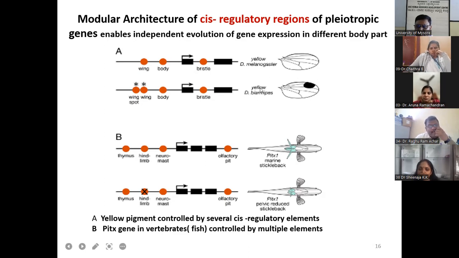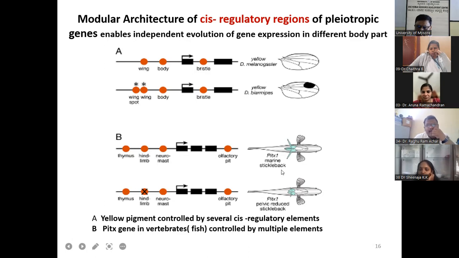These are very closely related species: this is Drosophila melanogaster, and this is Drosophila bizarrifus, and you can very clearly explain morphological variation as a consequence of changes in the regulatory sequences. It is a wonderful example to show how regulatory sequences, not the coding sequences, are responsible for a morphological trait, the evolution of a morphological trait, and therefore could be a speciation mechanism.